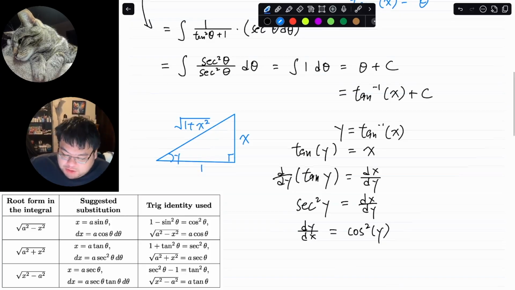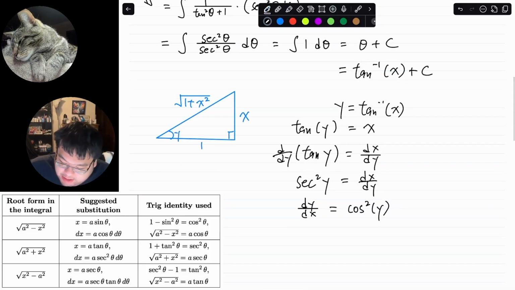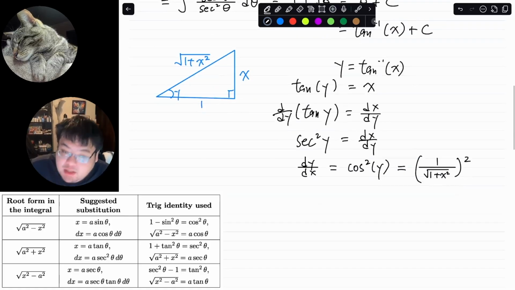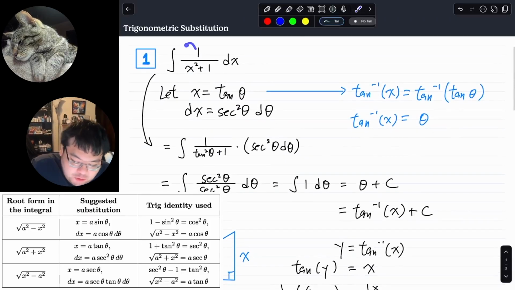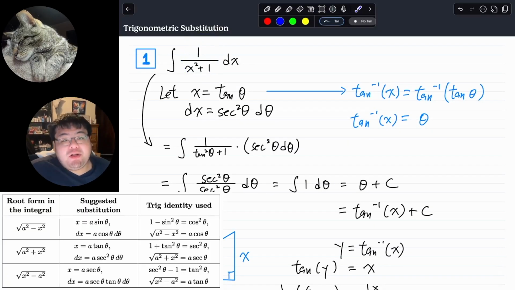Okay? So now cosine squared y will simply be, what is cosine? It is 1 over the square root of 1 plus x squared, and then we take the whole square. So this will simply equal 1 over 1 plus x squared. So you see, it matches the original integrand. That means our calculation has been verified and is correct.